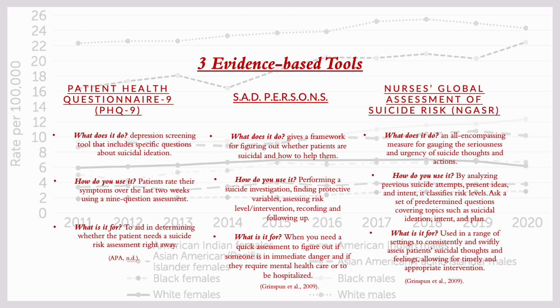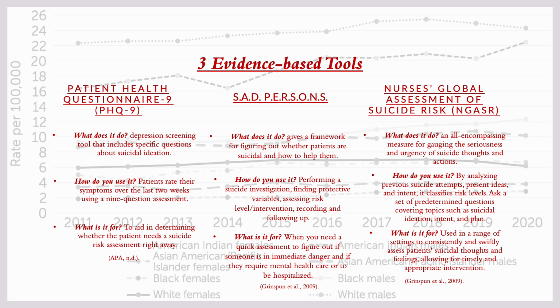Three evidence-based tools are the PHQ-9, which is the Patient Health Questionnaire 9, SAD Persons, and Nurses Global Assessment of Suicide Risk, the NGASR. The PHQ-9 is widely used in all sorts of different settings as a depression screening tool, and it does specifically ask about suicidal ideation. You use it to ask about thoughts of self-harm or suicide and how they've been feeling lately within the past 2 weeks. It's an aid to determine whether the patient needs a suicide risk assessment right away or not.